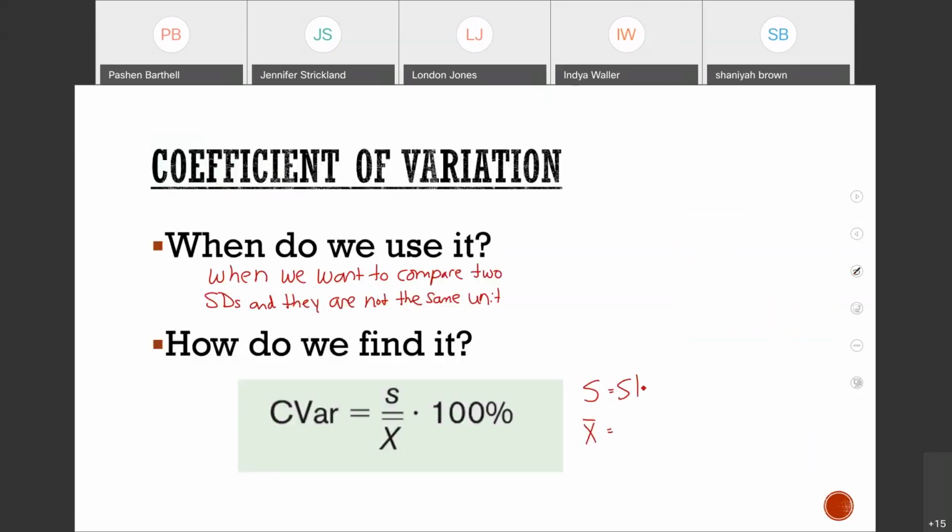And what about the X with the bar over it? Remember that one? That's been a little bit longer. That was 3-1. That's your mean. So this formula is saying that we're going to take our standard deviation on the top and our mean on the bottom, divide it out, and then multiply by 100.